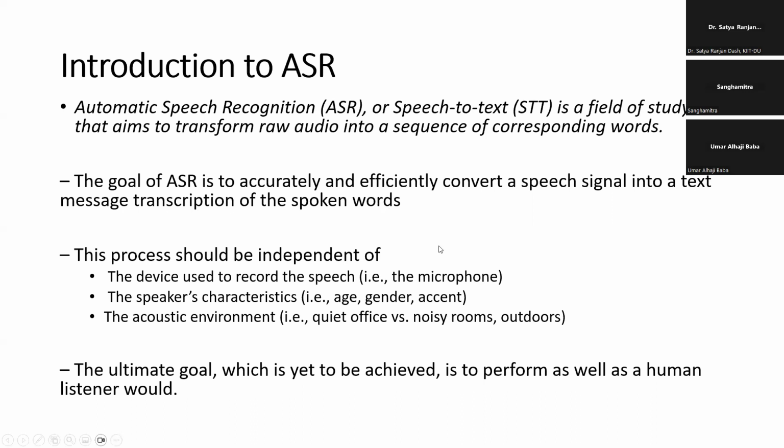Okay, so the point to keep in mind here is the process of speech recognition. This should be independent of the device which is used to record the speech data. That means the microphone that is used, the build of the microphone, the quality of the microphone. So it should be independent of this. Then the process should also be independent of speaker characteristics, that is age, gender, accent, etc. These should not be constraints to the ASR system.